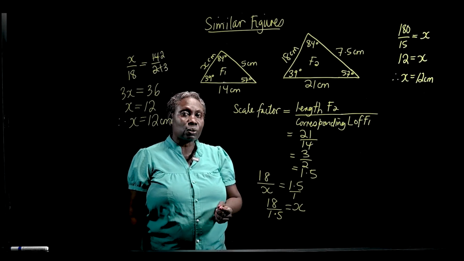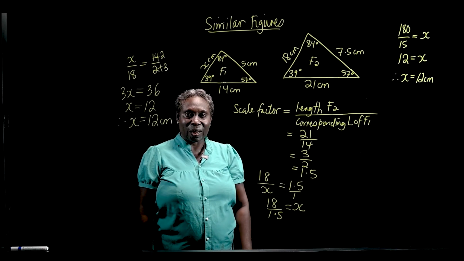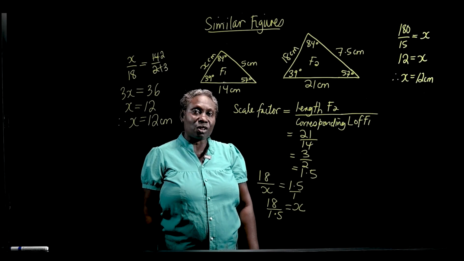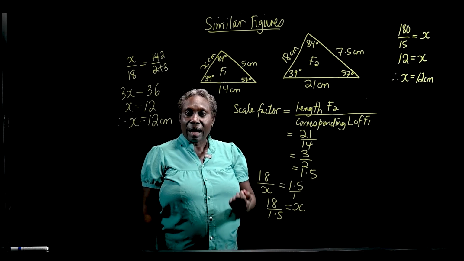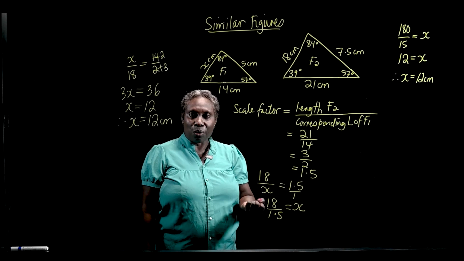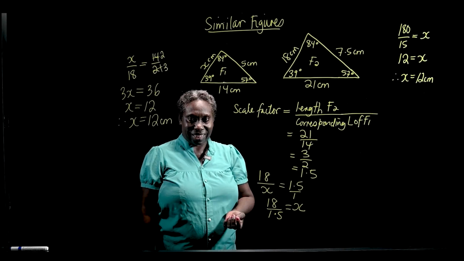Now, that brings us to the end of our lesson. In our next lesson, we are going to look at congruent figures. We will specifically look at congruent triangles, which means they are identical figures. But we'll see how they are identical by looking at their properties.